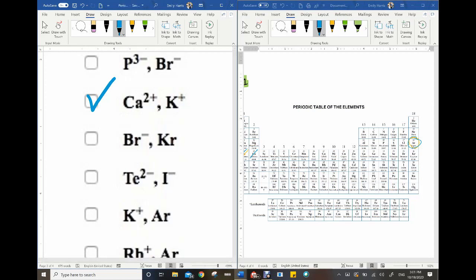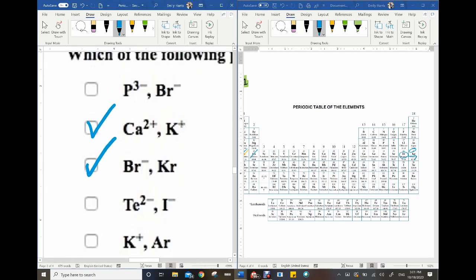Let's also look at bromine with a -1 and krypton. When you see the -1 charge, that means that an electron is added. So instead of 35 electrons, this Br- will have 36. That's the same as a neutral atom of krypton, which already has 36 electrons. So these again are isoelectronic as well.